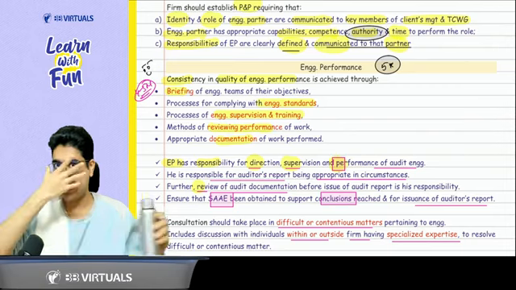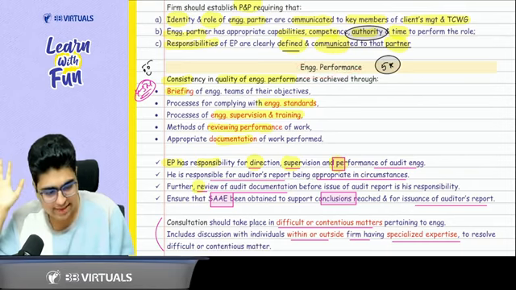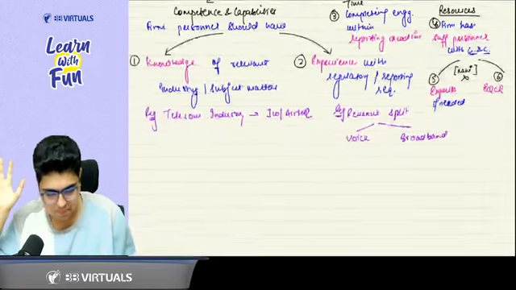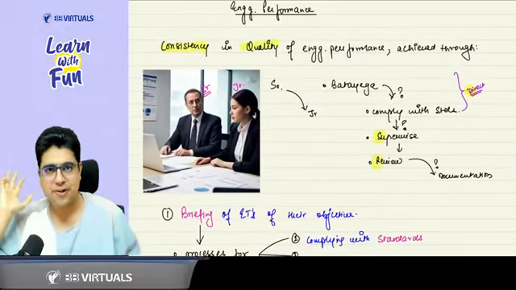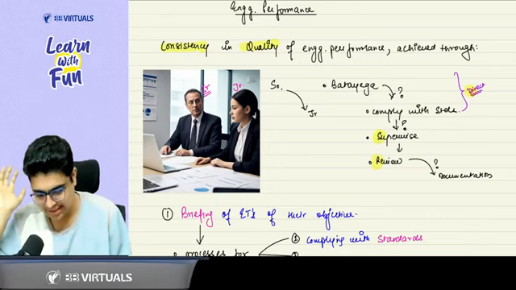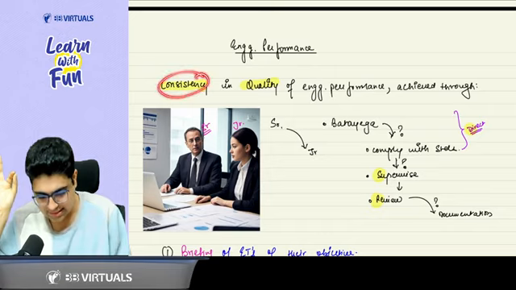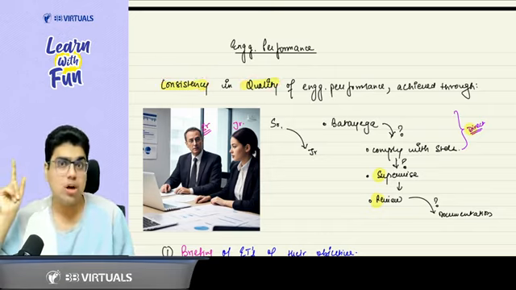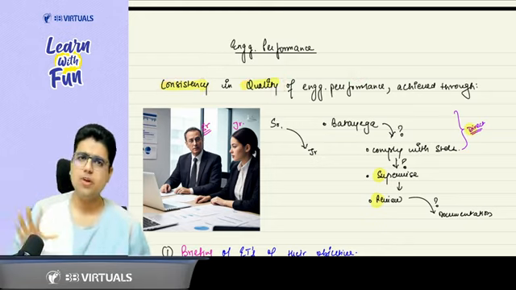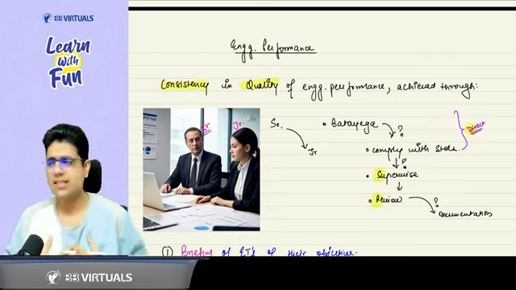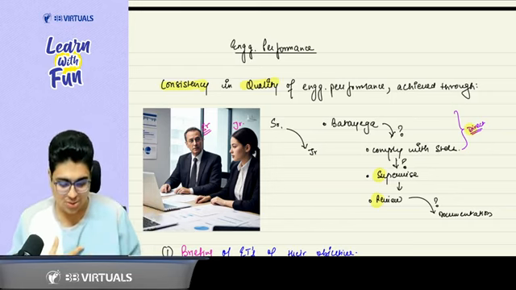Engagement performance is the most interesting topic. So let's say this is a big firm. This is a CA firm in which there is a senior, there is a junior. Now the senior wants there should be consistency in the quality of engagement performance. So if you want consistency in quality, the senior should guide the junior.